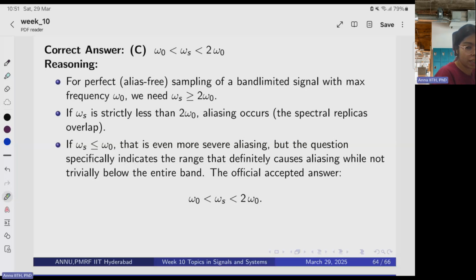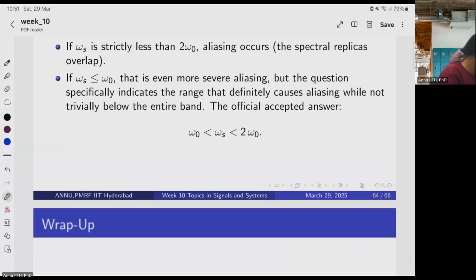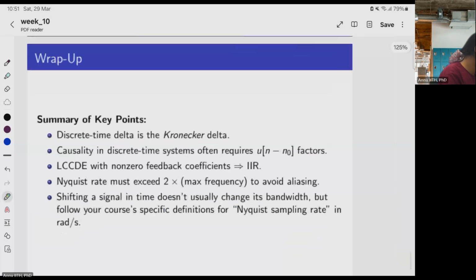So for perfect alias-free sampling, omega s should be greater than or equal to 2 omega naught. And if omega s is strictly less than 2 omega naught, aliasing occurs. Okay, so omega s should be greater than omega naught and should be less than 2 omega naught. These are the same.